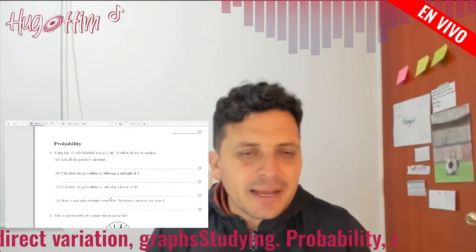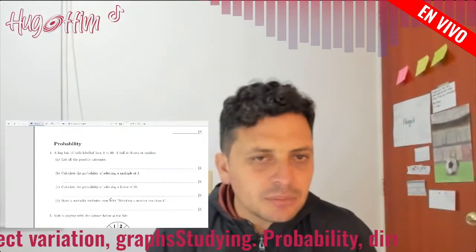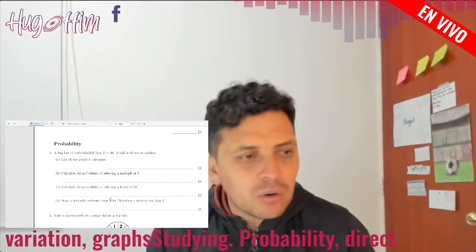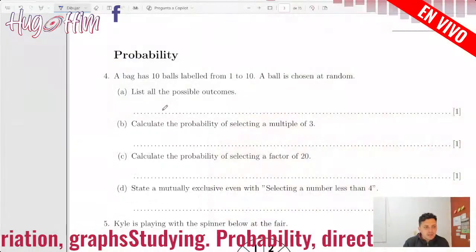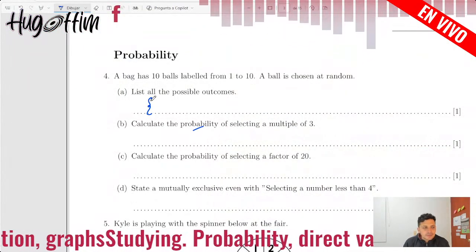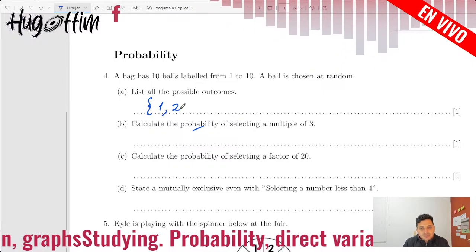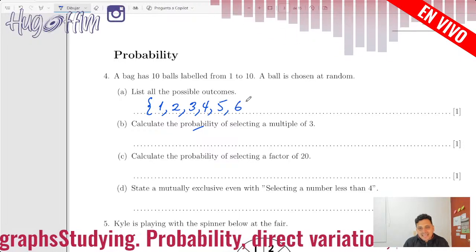A bag has 10 balls labeled from 1 to 10. A ball is chosen at random. List the possible outcomes. So I'm going to list all the possible outcomes, and remember that you put them in brackets. They will be the numbers from 1 to 10, because they represent the number of the ball that I'm going to pick.